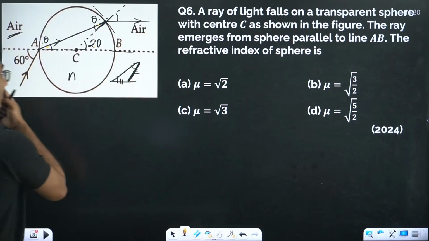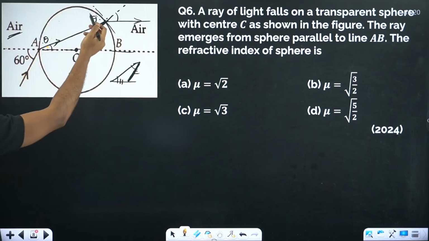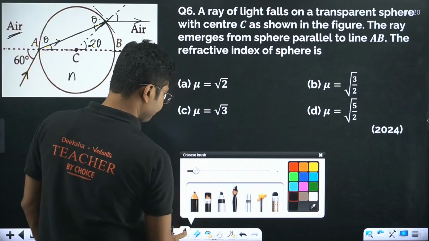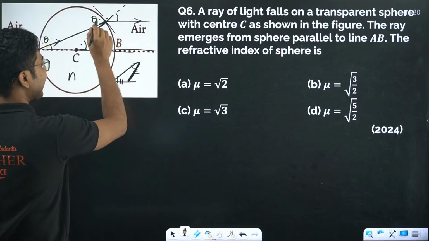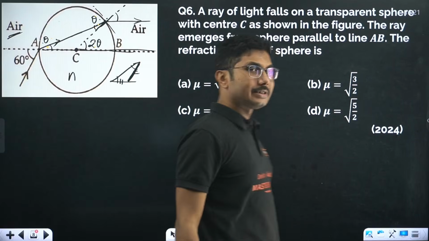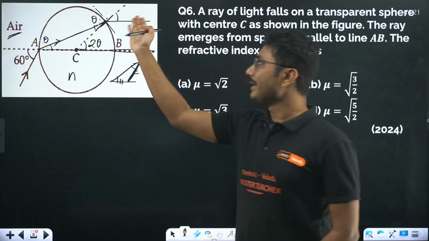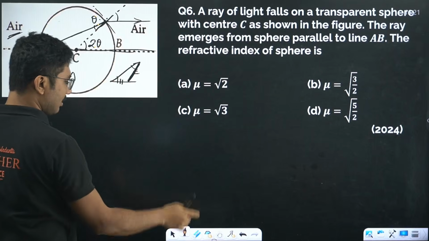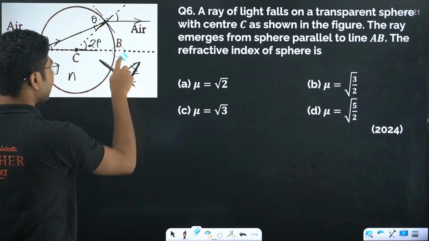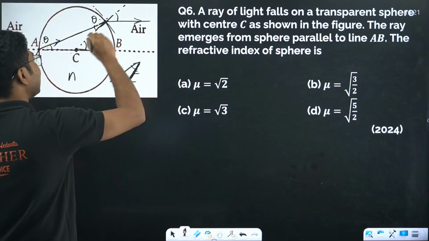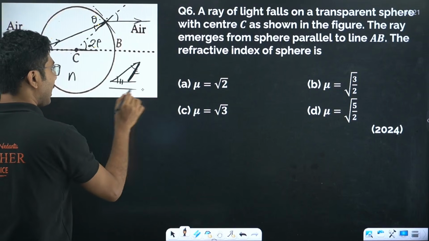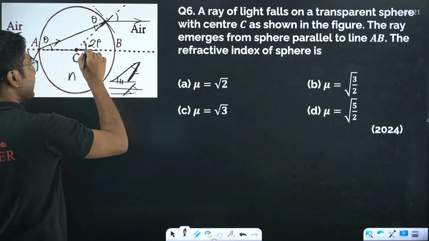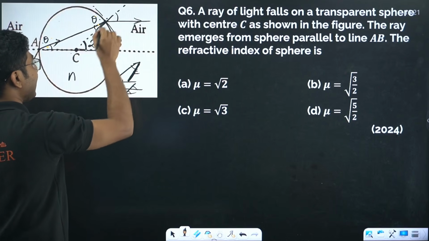Now what we have achieved is that this angle is theta, this angle is theta, this angle is 2 theta. Now also from geometry you can say that this line and this line are parallel. Why parallel? Because it is given in the question that the emergent ray is parallel to the line AB. So if they are parallel, this line is the bisector. So two parallel lines, this is the transversal, so this angle must be equal to this angle. Not alternate angle, corresponding angle.